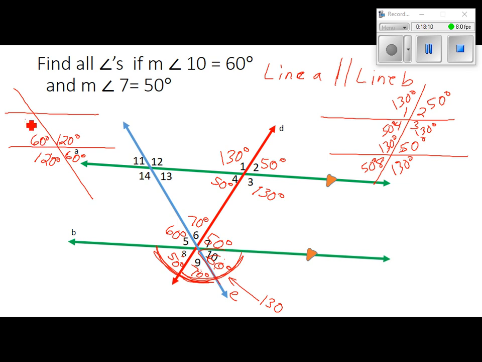How about this angle? 120. How about this angle? 60. How about this angle? 120. How about this angle? 60. Can we go over here and fill in everything then? That's 60, that's 120, that's 120, that's 60. Did we find every angle in that picture? Yeah.